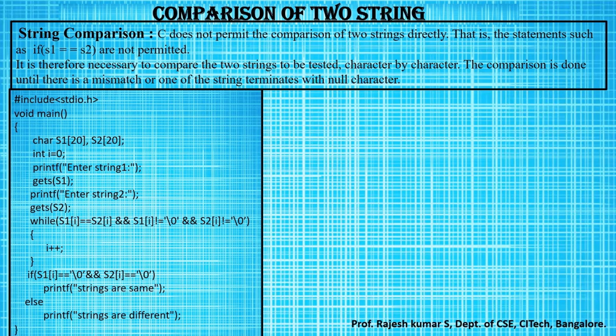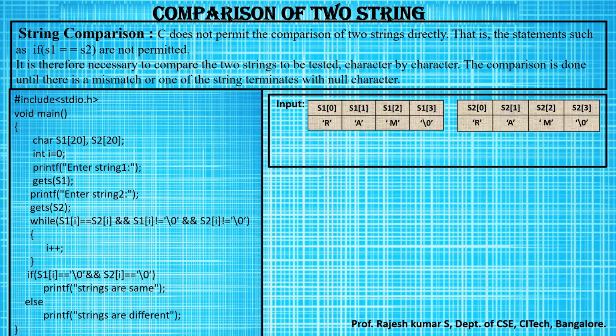How do we compare the two strings? Is it possible to compare the two strings directly? No, it is not possible to compare the two strings directly. Like I've written a statement here, if S1 double equals S2. No, it is not permitted. When you're comparing two strings, it is not permitted directly like this. But how do we compare it?